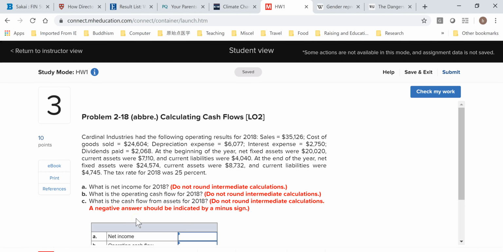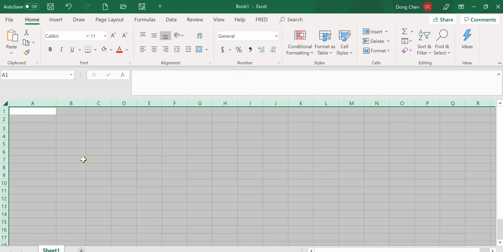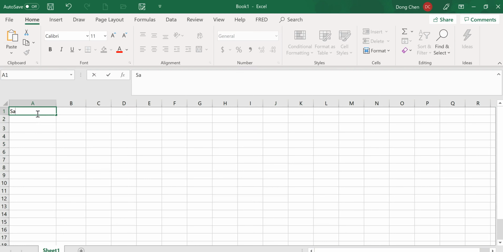This is question number 3 on homework 1, problems 2-18. So here we're provided with a bunch of numbers from both the income statement and the balance sheet. And first part, what is net income for 2018? To answer this part, we know we need to construct the income statement starting from the sales.